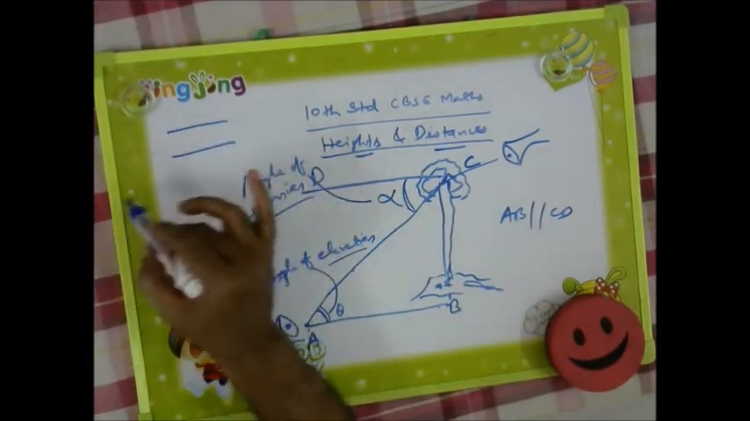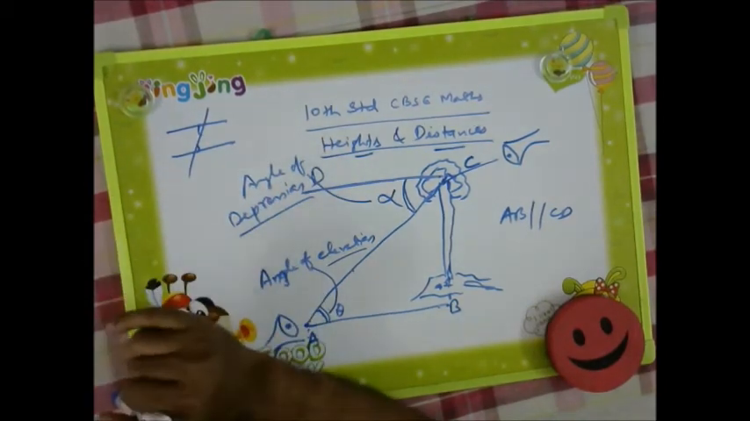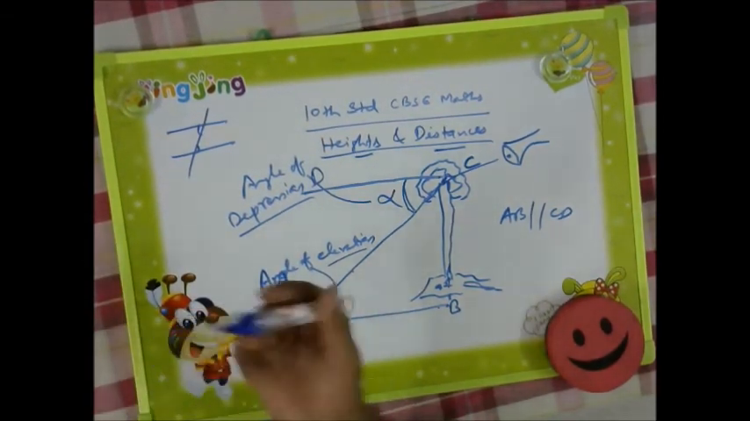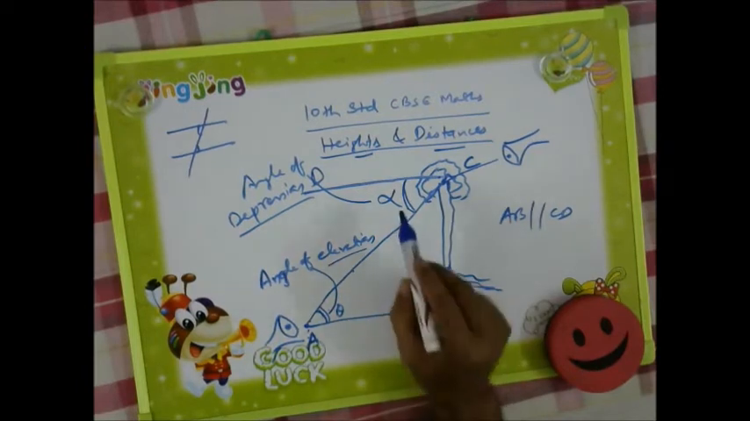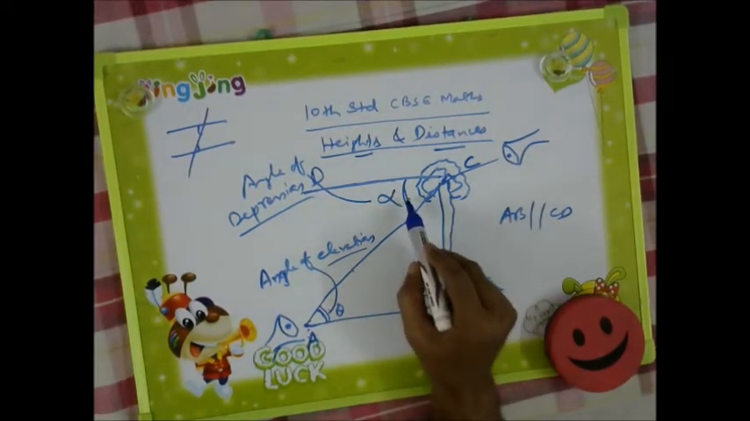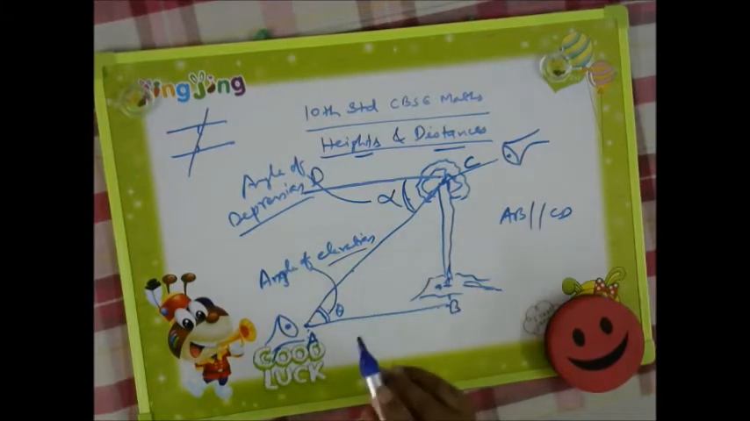So these are the two parallel lines. If it is there, then this angle and this angle will be called alternate interior angles. So it is the property of parallel lines. So this angle of depression will be equal to this angle of elevation. But we should know where the angle of depression needs to be represented.